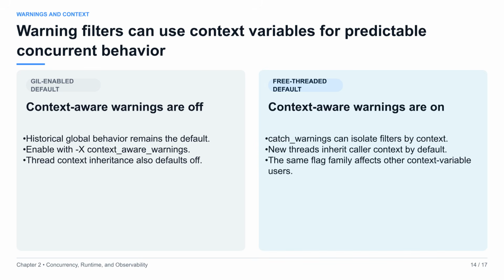The context_warnings option defaults on in the free-threaded build and off in the conventional build. A related thread_inherit_context option controls whether a new thread begins with a copy of its caller's context, with the same build-dependent defaults. Because behavior can differ between builds, test warning-sensitive libraries under both configurations and set flags explicitly when consistency matters more than preserving defaults.